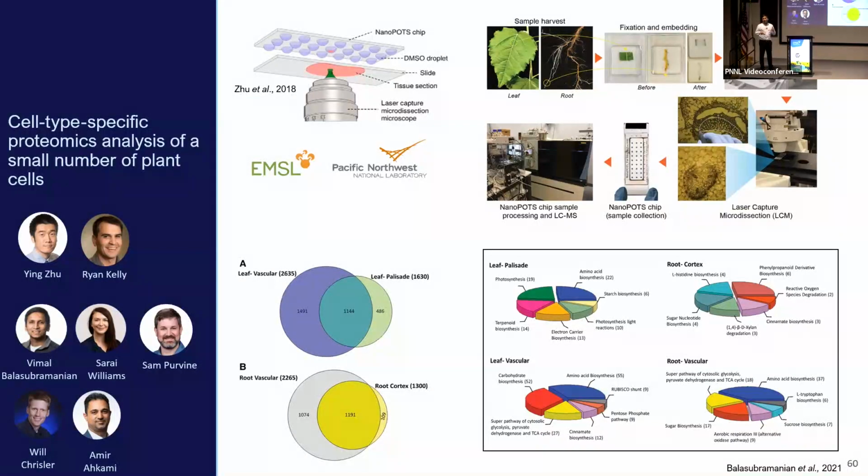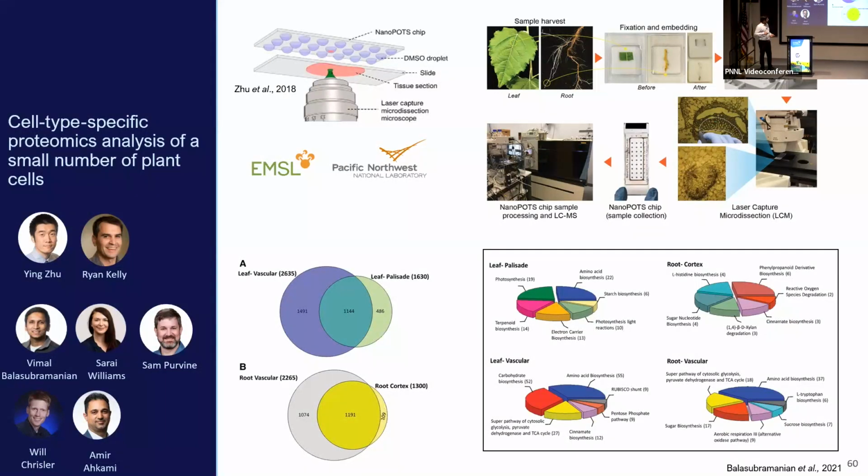The entire proteolytic sample processing is done in that nano volume droplet, by putting that nanowell chip in a humidity chamber to avoid volume loss. So the entire proteolytic steps are done in this volume and then injected into the mass spectrometer to identify the proteins. And then we identified proteins from two cell types of leaf, palisade and vascular, as we talked about, and then two cell types of root, cortex and vascular.